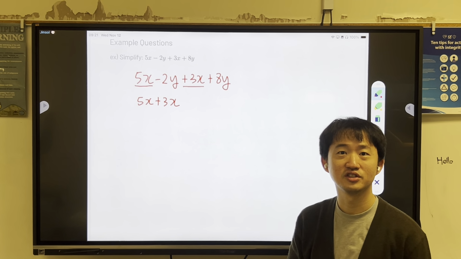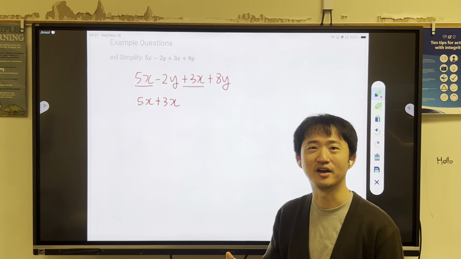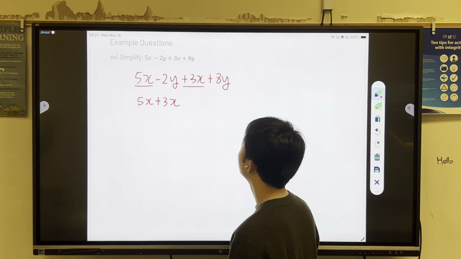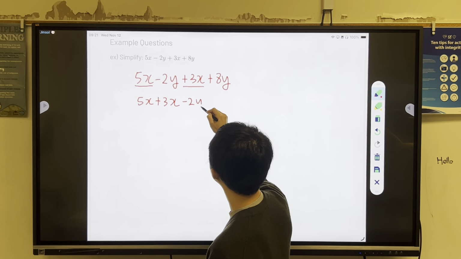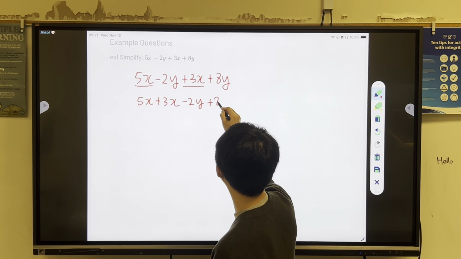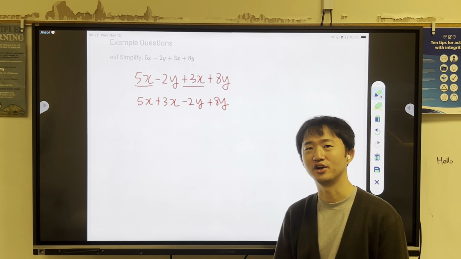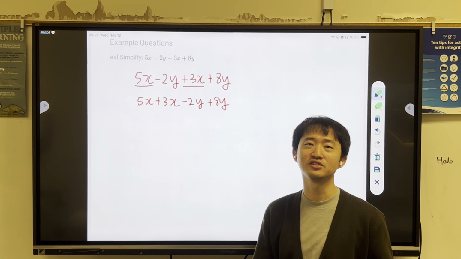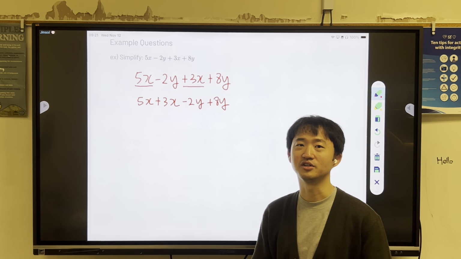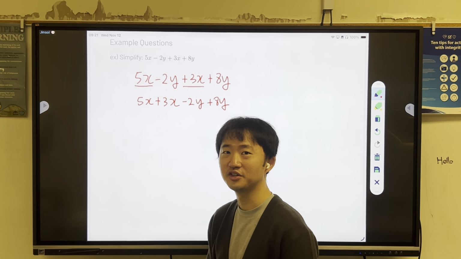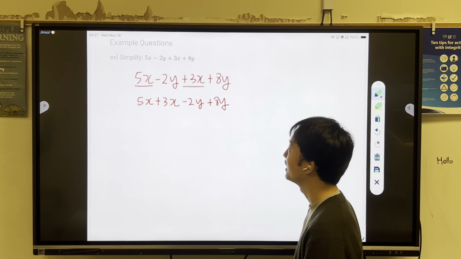Remember that for addition and subtraction, the ordering does not matter too much as long as you keep the signs and the operations with them, which naturally puts us the negative 2y plus 8y together. And they are like terms as well because they share the same variable. The coefficients do not have to match for the like terms. And now let's collect like terms by adding them together.